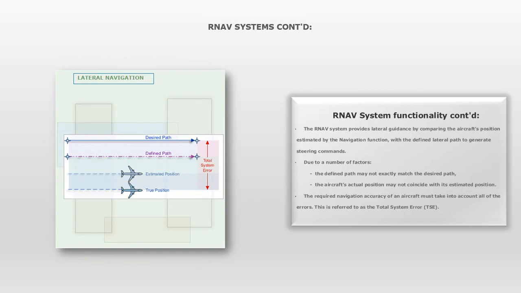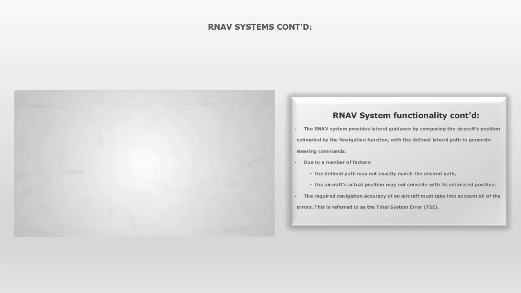The RNAV system provides lateral guidance by comparing the aircraft's position, estimated by the navigation function, with the defined lateral path to generate steering commands. Due to a number of factors, the defined path may not exactly match the desired path. The aircraft's actual position may not coincide with its estimated position. The required navigation accuracy of an aircraft must take into account all of the errors. This is referred to as the total system error.